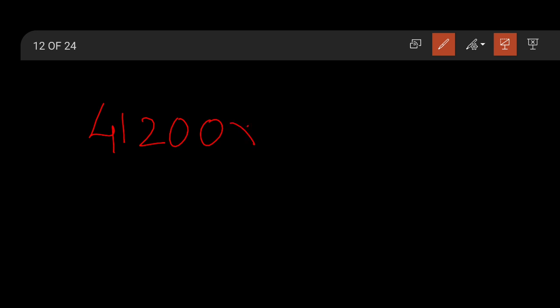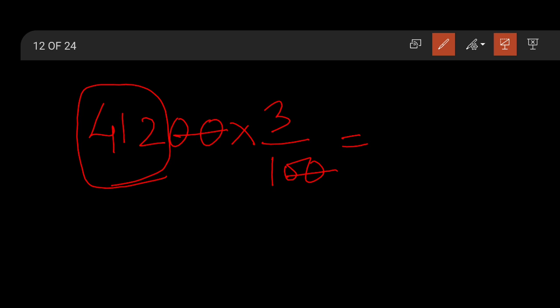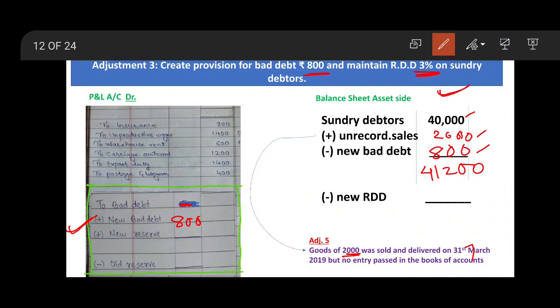Now on this 41,200, you have to go for 3% R.D.D. 41,200 into 3% R.D.D. This two zeros cancel. Now 412 multiplied by 3, it will be 1236. So this 1236 is nothing but new R.D.D. You got new R.D.D as 1236. This new R.D.D is also written here to the debit side of profit and loss account. New R.D.D, or it is also called as new reserve, 1236 in the inner column only.